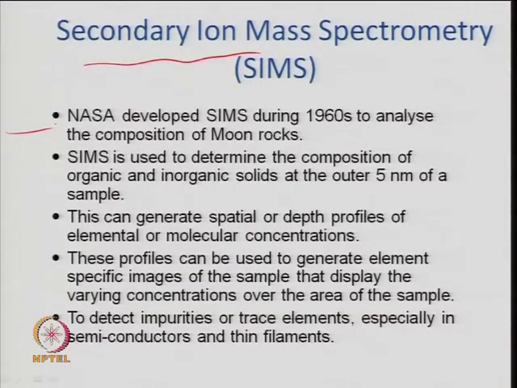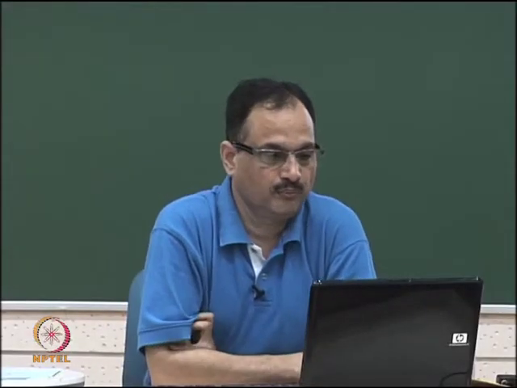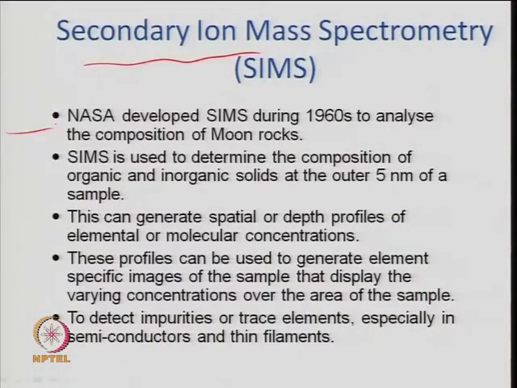Secondary ion mass spectroscopy, as the word says, secondary ions, not the primary ions, which come from the lower surface of the atom, the ions which have come from the lower layers. So, it is used to determine the composition of organic and inorganic solids at the outer 5 nanometer of a sample. So, that depth is roughly of the order of 50 angstrom, 5 nanometer. This can generate a spatial or depth profile of element or molecular concentration.